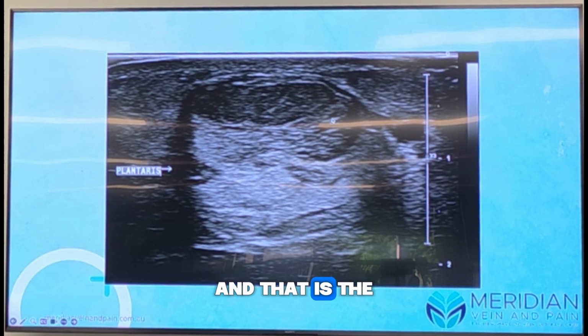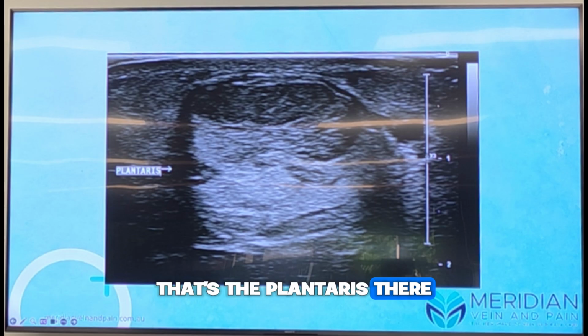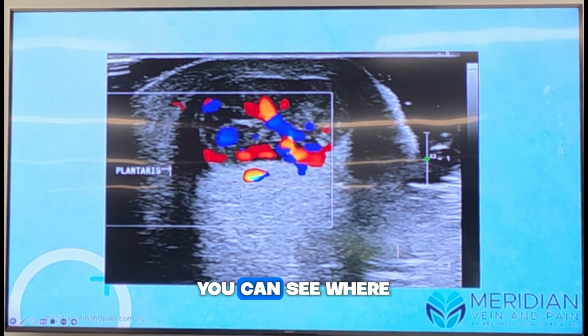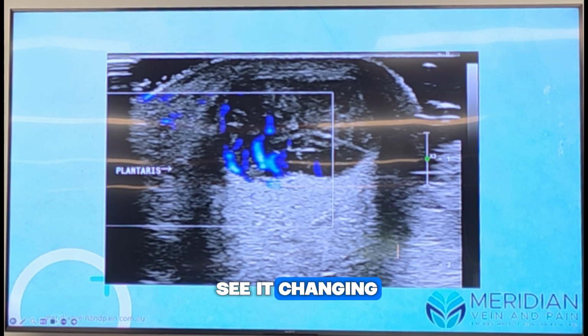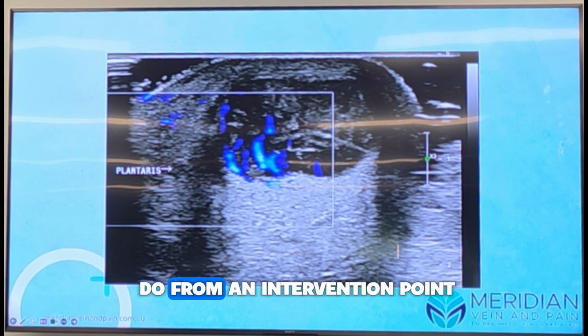And that is the plantaris there. You can see where it's impinging. You can see the hypervascularity there. And as it goes on, you can see it changing. So what can you do from an interventional point?